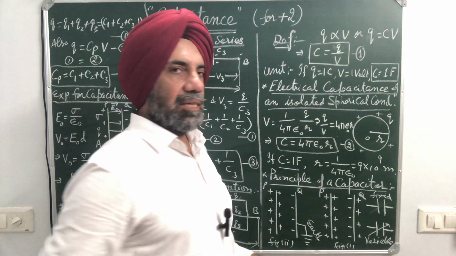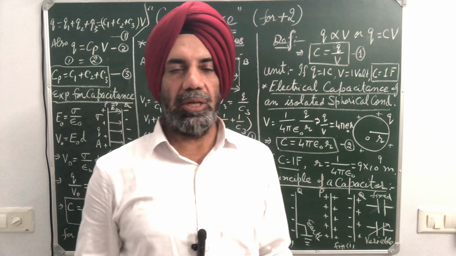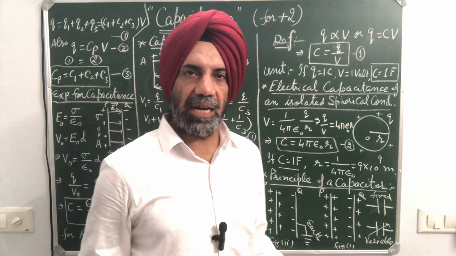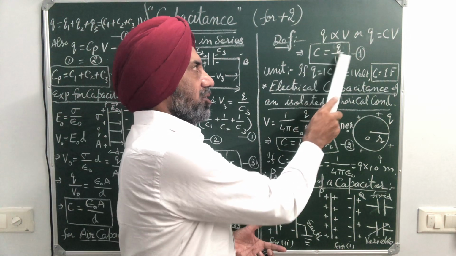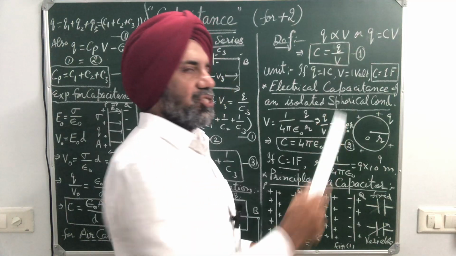So electrical capacitance is defined as the ability to store electric charge. The ability to store electric charge is known as electrical capacitance, and mathematically it is defined as the ratio of charge to potential.